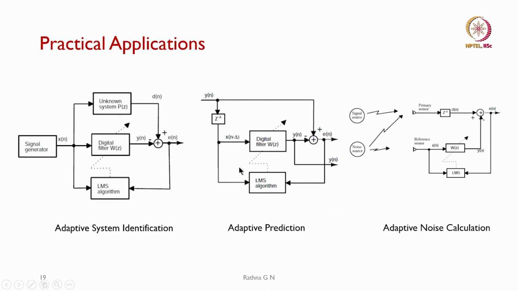Later on we discussed adaptive prediction. By delaying my input itself, I can know what kind of prediction my system is going to make. That is what I am looking at.